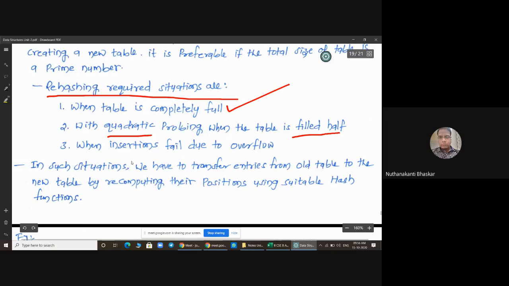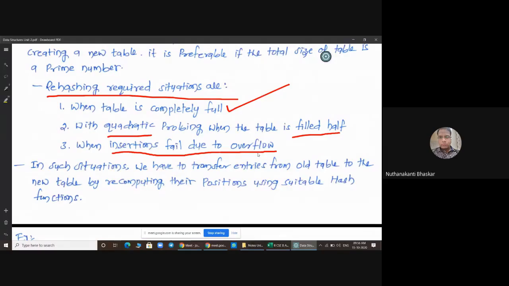Now, the third one is when insertion fails due to overflow. Overflow means, as you know, when a collision occurs, we go to the next following room. If the next room is free, then you can insert. Even though the next room is not free until the end of the table, such a problem is called overflow. When you are inserting an element, it is going to fail because of the overflow. Then you can apply the rehashing mechanism. Now clear this? These are the three situations where we apply the rehashing mechanism.